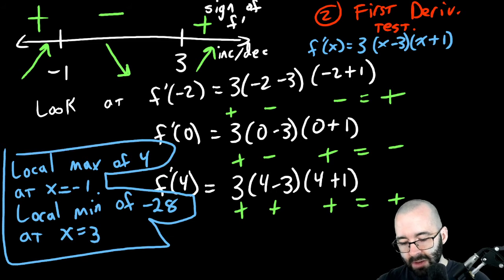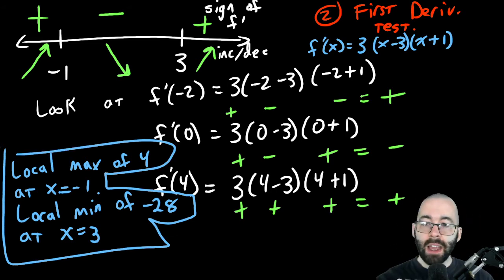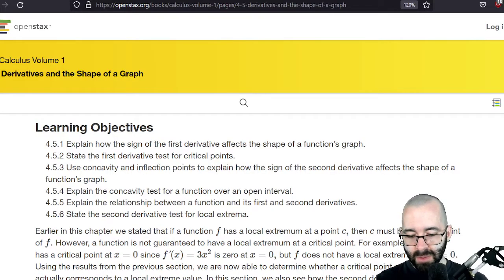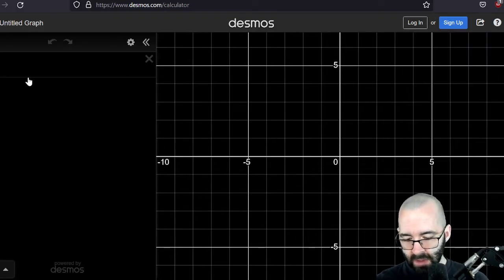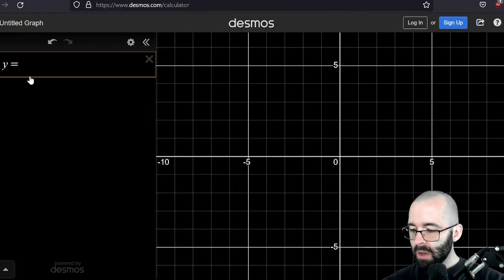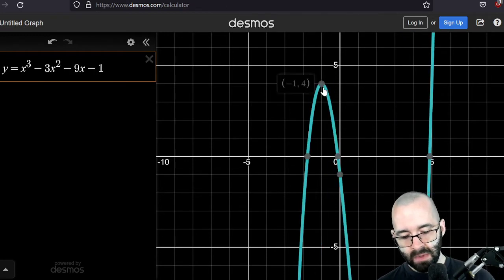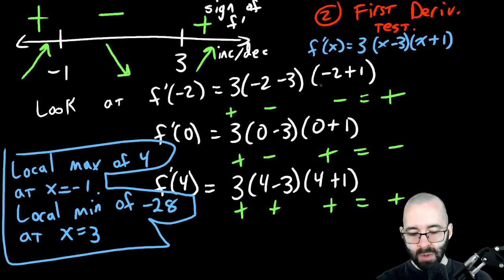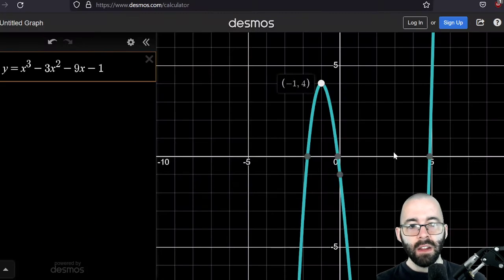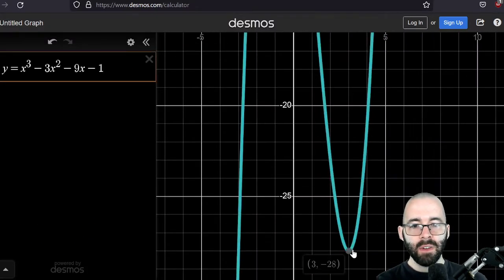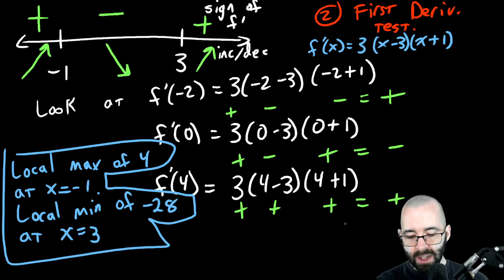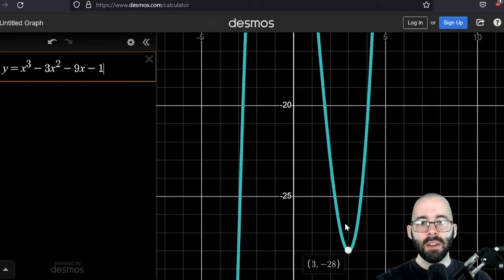Let's check our answers. Let's check my work. And let's visually connect this information with Desmos. Where are you, Desmos? Let's graph the original function. y equals x cubed minus 3x squared minus 9x minus 1. Local max at -1, comma 4. Great. That's what we had. Local min, pretty far down, at 3, comma -28. That is indeed a local min.